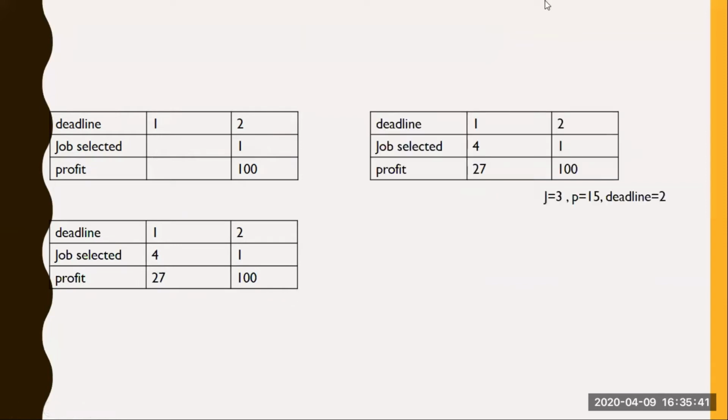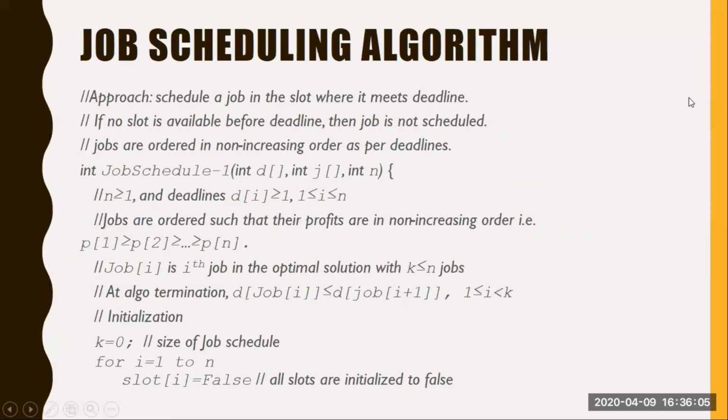Then if I want to add job 3, I find a profit of 15 and a deadline of 2, but the second slot is already filled and the first slot is also filled. So there is no place for me to fit job 3 anywhere, and thereby it becomes infeasible. But in case this particular slot were free, then I could have added it over here as well. So this is how you do the job scheduling algorithm.